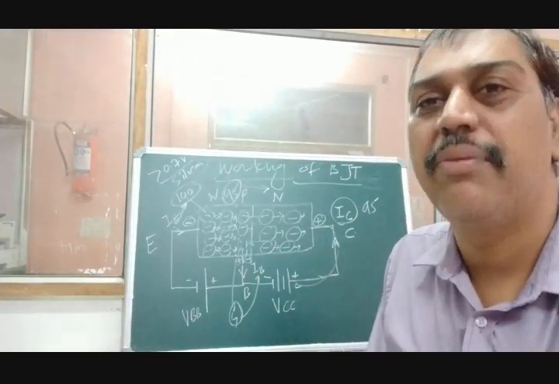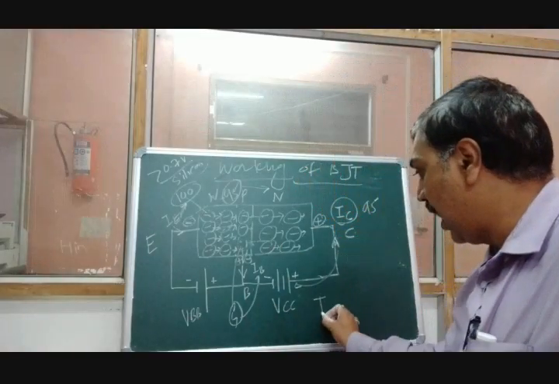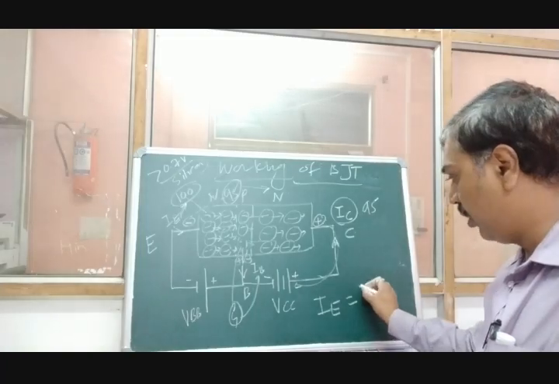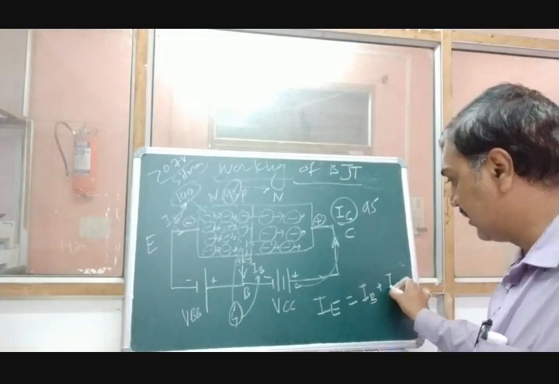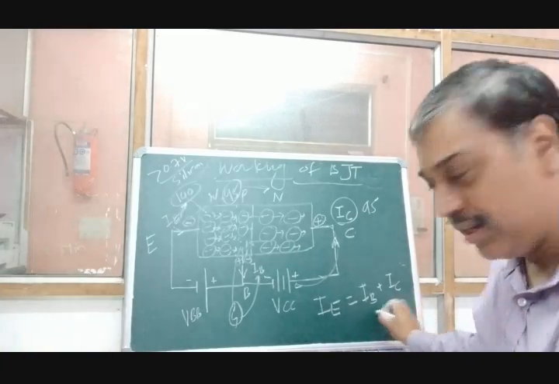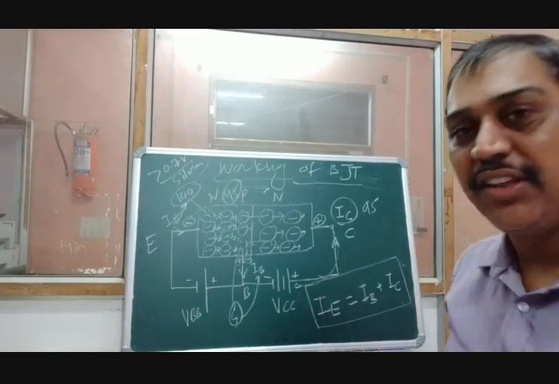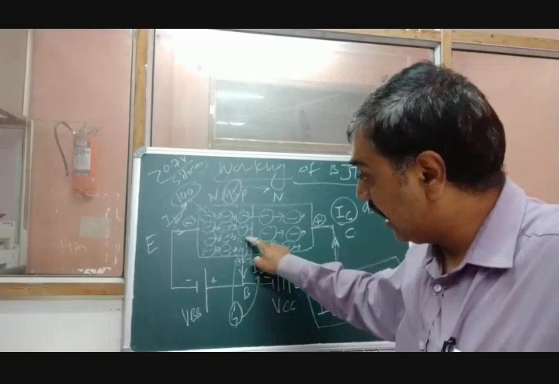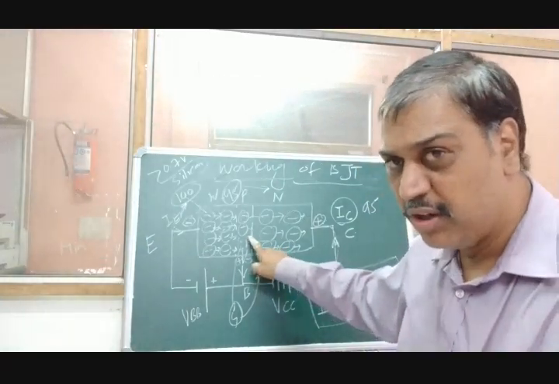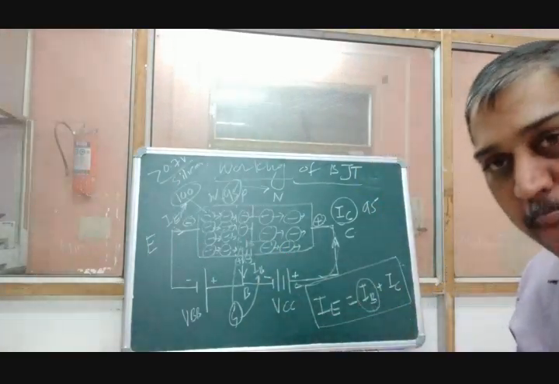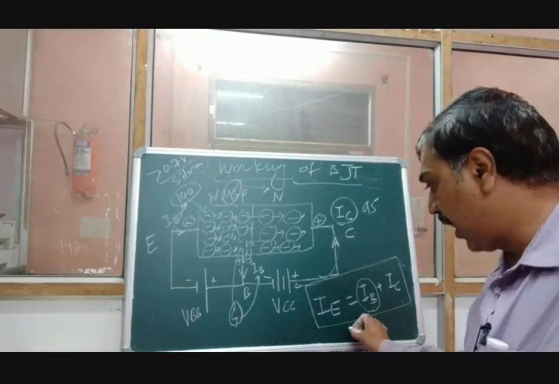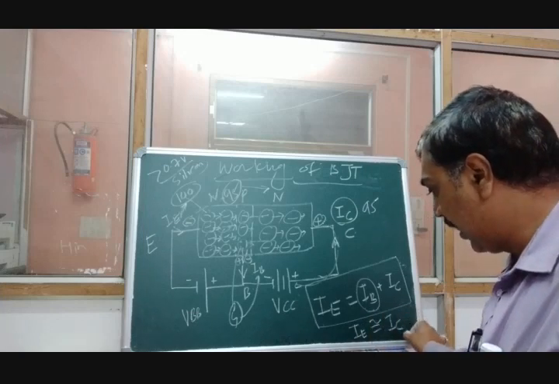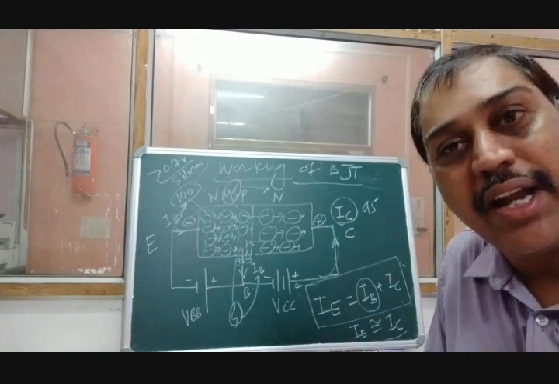So we can write one simple equation here: IE equals IB plus IC. 100 equals 5 plus 95. This is one of the current equations for this transistor, that is IE equals IB plus IC. But in this case, only 5 electrons combine with the holes. It is very few, so we can neglect it or make it 0. Approximately we can assume it is very small. So we can write the final equation: emitter current IE is approximately equal to collector current IC.